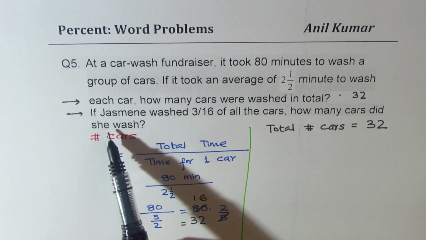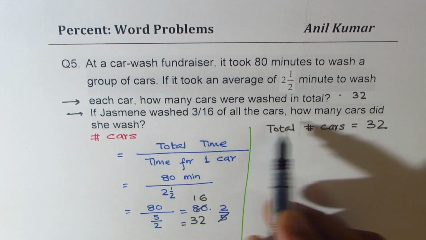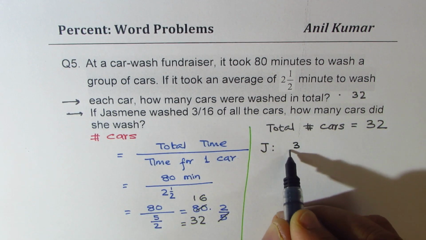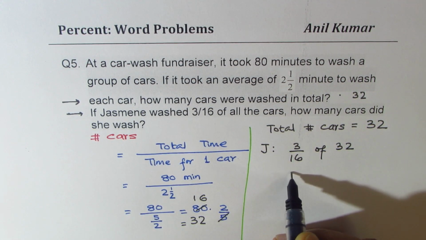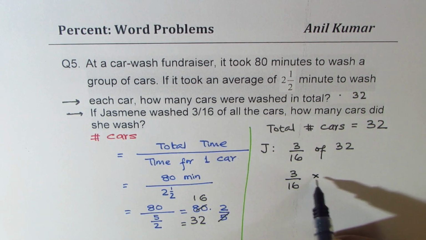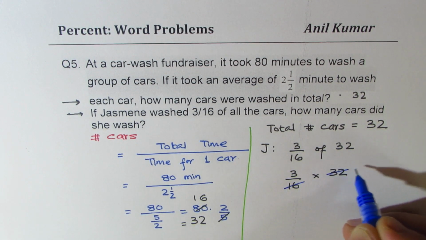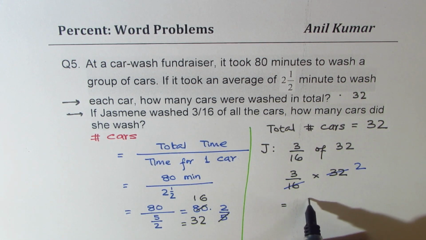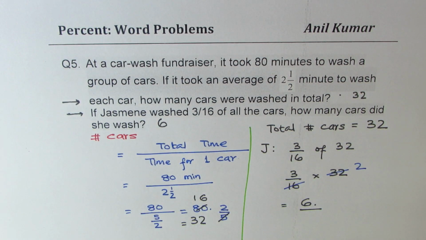Second is, Jasmine washed 3/16 of all cars, correct? So what is Jasmine's number of cars washed? So for Jasmine, she did 3/16, that means 3 over 16 of 32. Of means multiplication. So it is 3 over 16 times 32. Is that clear? Now, 32 is twice 16. So you could just cancel as I've shown. And 3 times 2 is 6. So Jasmine washed 6 cars. Perfect. So that is how you're going to answer this question.